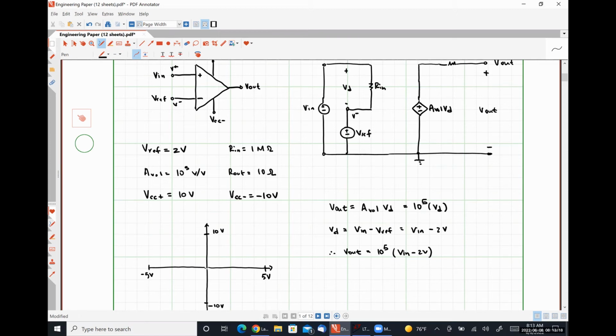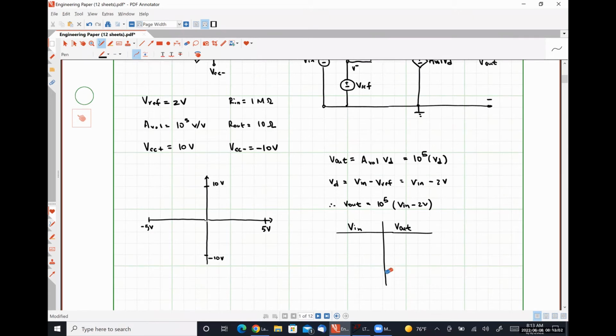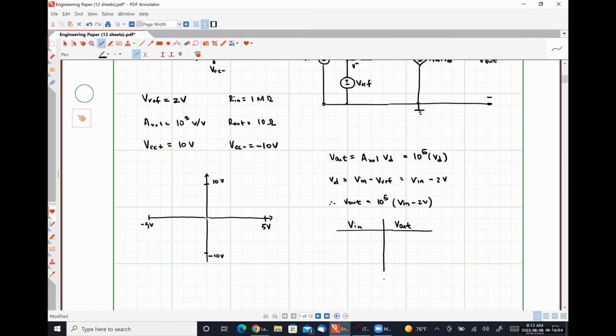As a reminder, saturation distortion simply states that the output voltage cannot be more positive than VCC plus, and the output voltage cannot be more negative than VCC minus. So we're going to make a simple table here. Vn on the left-hand side, V out on the right-hand side, and we're going to look at some values here.